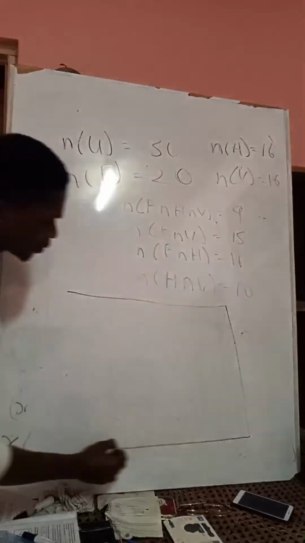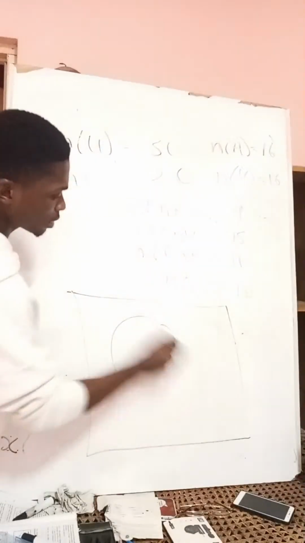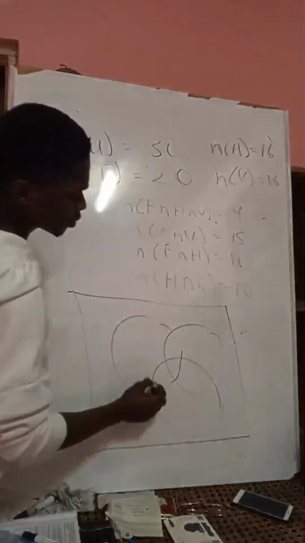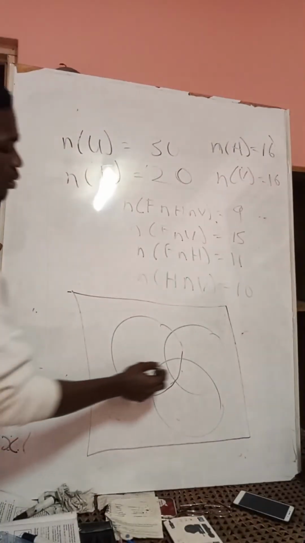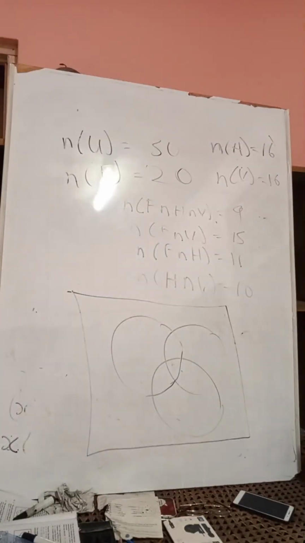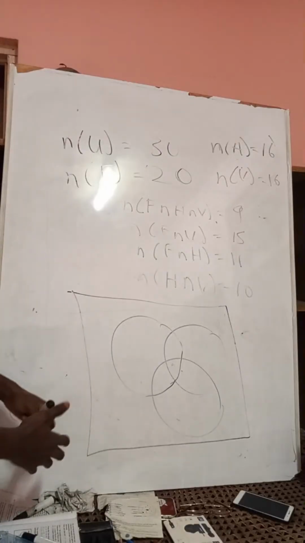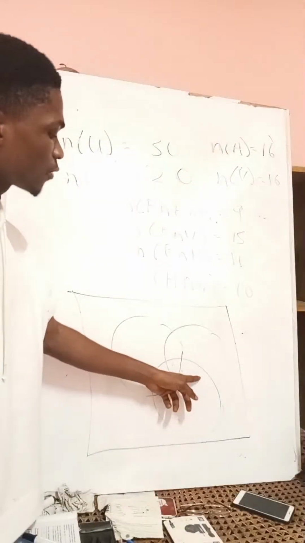So this is a 3 set problem. This is one circle, and then another circle. The middle here is those who offer 3 something, maybe 3 subjects, 3 players, like 3 games. Those who can play 3 games. And then this side is for 2.